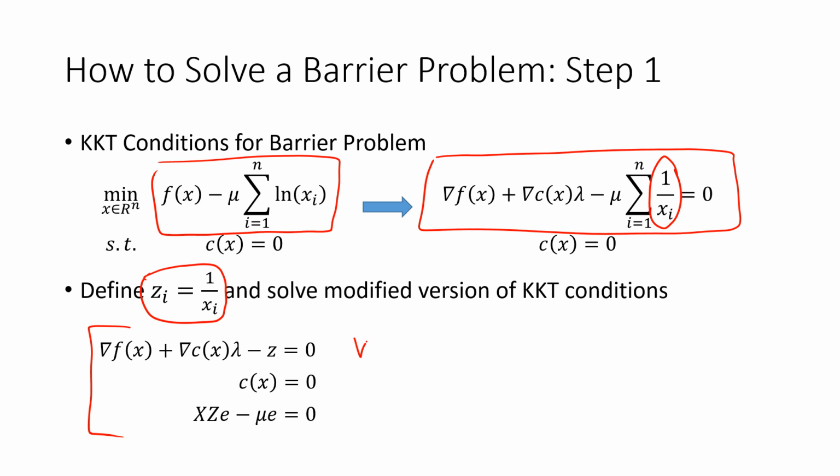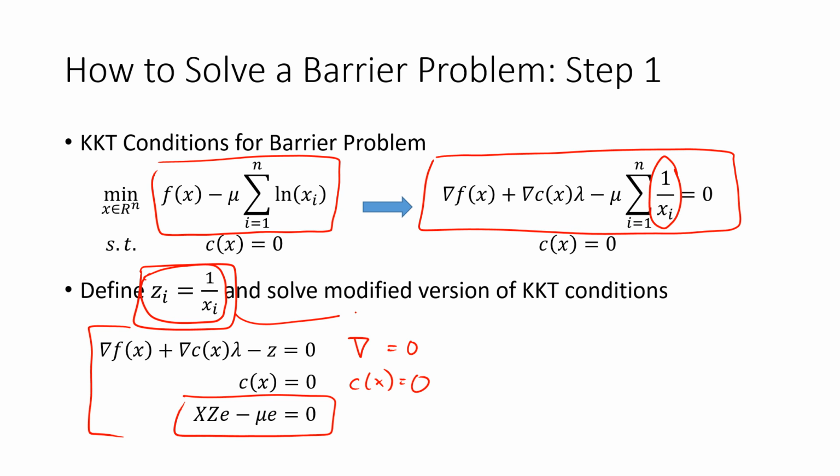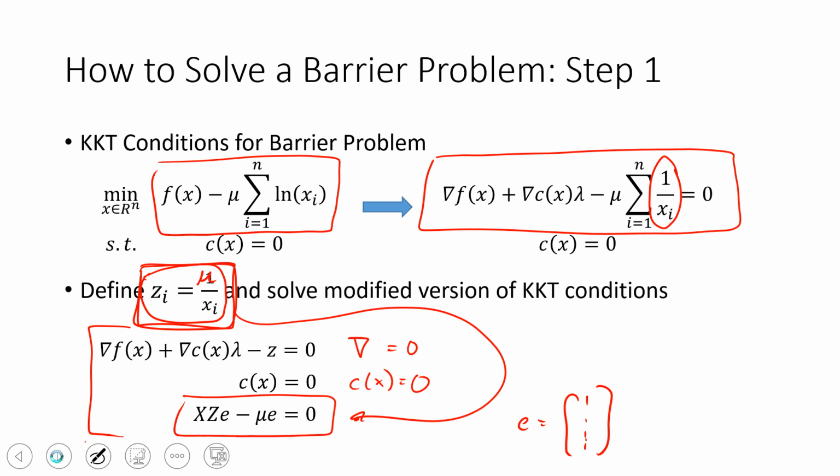Okay, this is where the gradient equals 0. This is where our original c of x equals 0. And then this final one right here is just because we redefined this z value, and e is just a column of 1s. So it just makes the matrix algebra work. It's essentially this equation if you have a lot of x's and a lot of z values. And actually, I think this should be mu right here. Yes. Okay, so we're going to move on to the next one now.